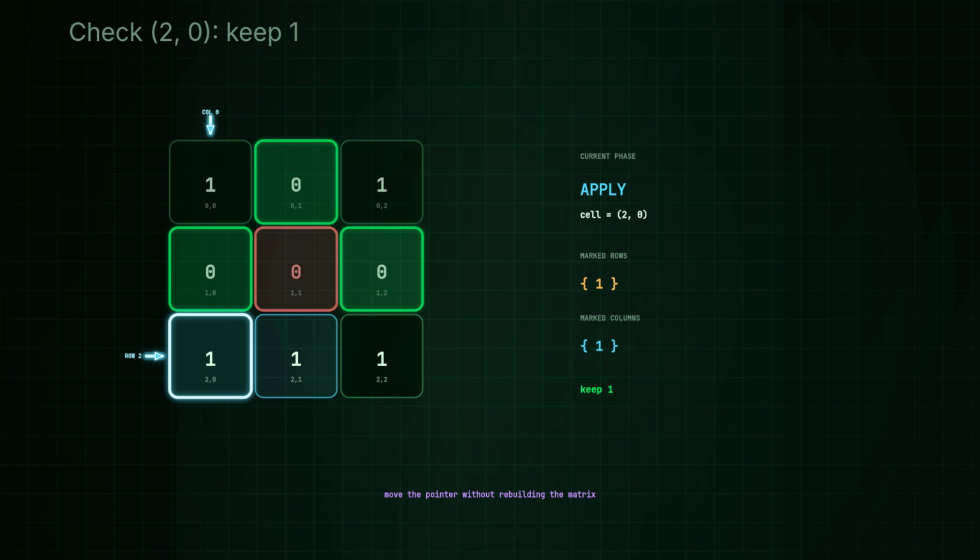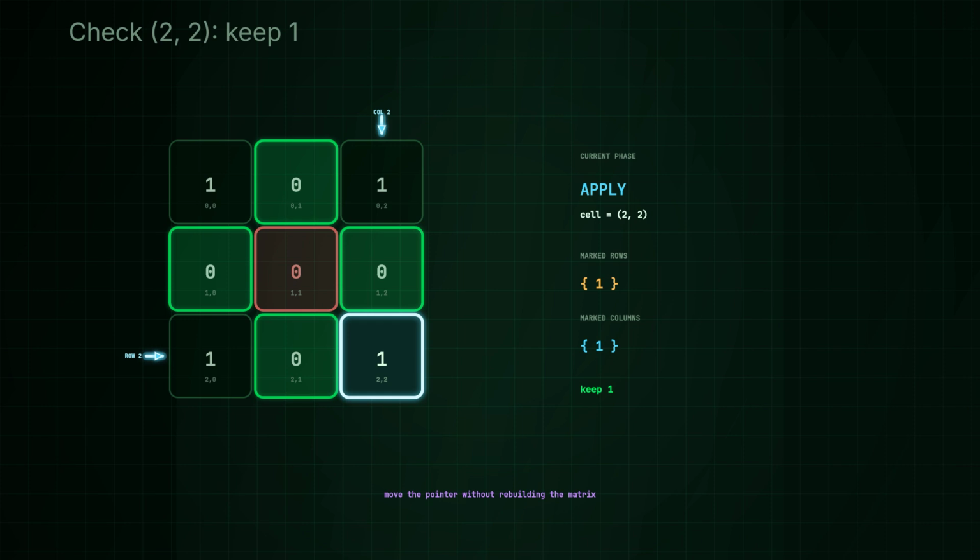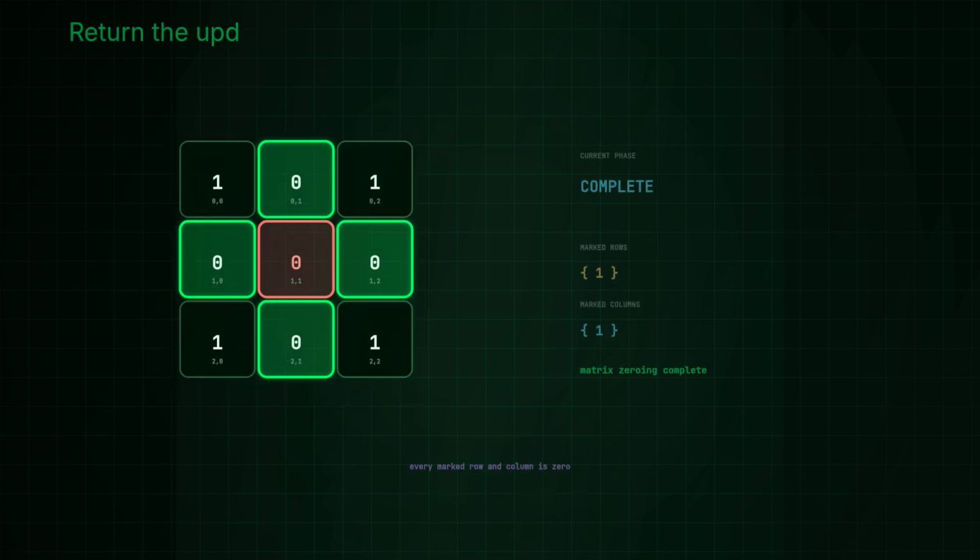Move the pointer to row 2, column 0. Since neither its row nor its column is marked, keep the value 1. Move the pointer to row 2, column 1. Because column 1 is marked, replace 1 with 0. Only this cell updates. Move the pointer to row 2, column 2. Since neither is marked, keep the value 1. Both passes are complete. Every cell in a marked row or marked column is now 0. The final matrix is 1, 0, 1, 0, 0, 0, 1, 0, 1.